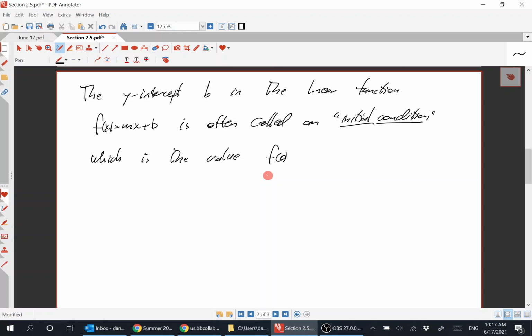Value f of 0. So initially, when the problem is starting out, or when the function is starting out at x equal to 0, the value of that function is m times 0 plus b, which is just b. So the b, geometrically, we think of it as the y-intercept, but in a sense of modeling, or in a physical or economic situation, we can often think of it as an initial condition. Initial distance, initial quantity, initial amount.